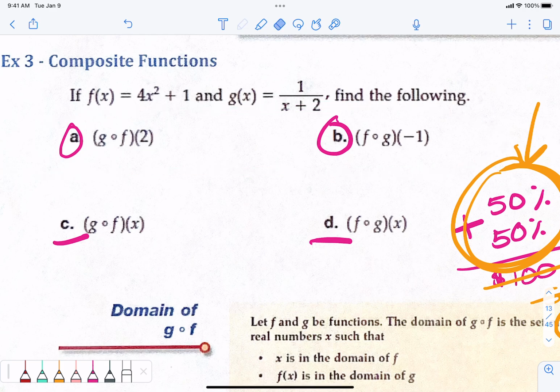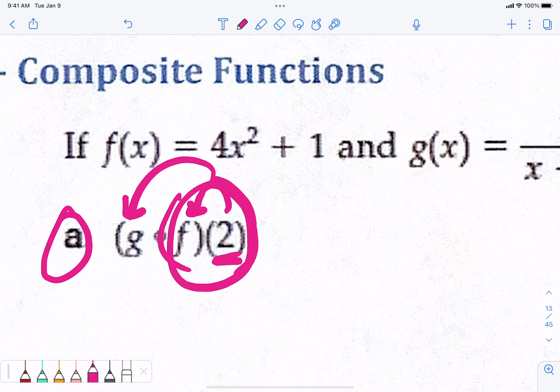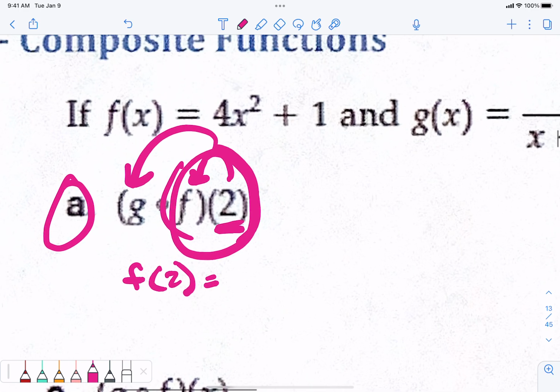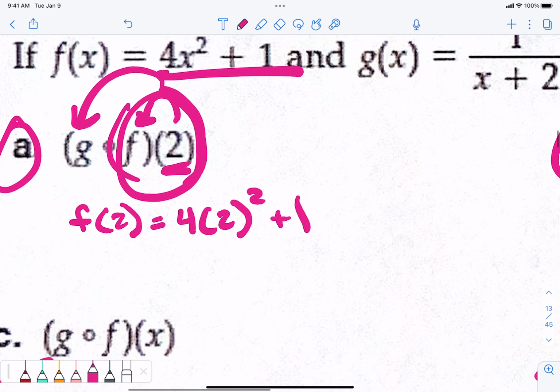If we're plugging a number in, you can cheat. You can take that 2 and plug it into F and find that value, and then take that value and plug it into G. Does that make sense? So I'm going to find F of 2 first. F of 2 means I'm plugging 2 in for x in my F function. So 4 times 2 squared plus 1. What does that make?